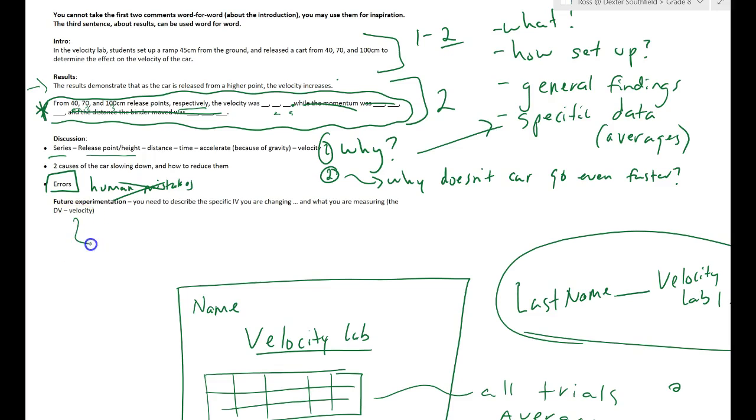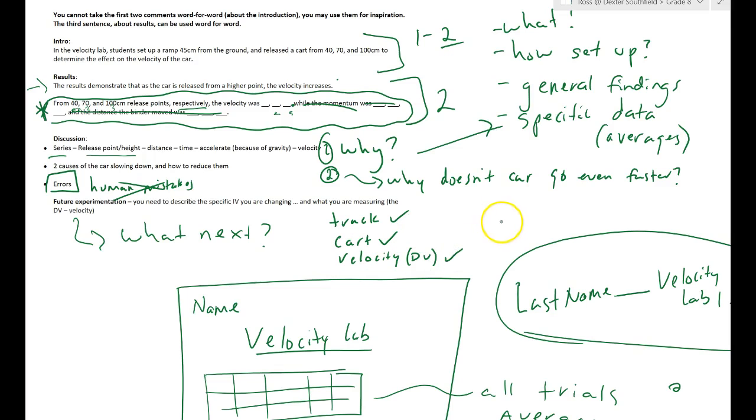The last part is future experimentation. Future experimentation is where you answer the question, what can we do next? So your job here is not to come up with a whole new experiment where we're doing something completely differently. You're still using the track, you're still using the cart, you're still measuring velocity. So it should still have the track, it should still have the cart, it should still have velocity, which is your dependent variable.